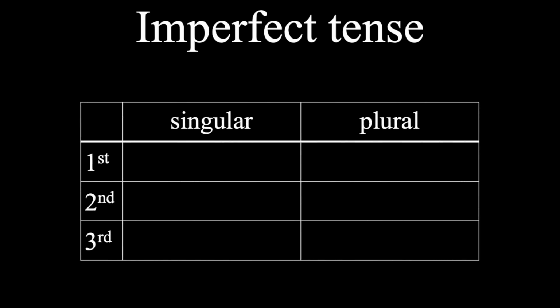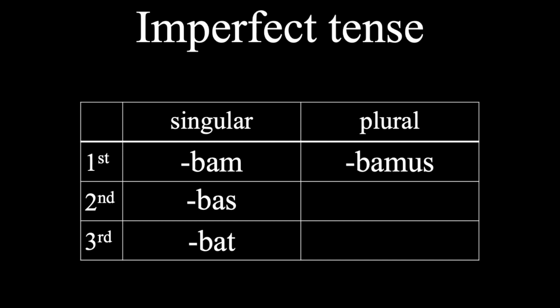So, just like we did with the present tense, to form these in Latin we're going to have a set of endings that we attach to a verb to indicate that it's in the imperfect tense. And those endings are bam, bas, bat, bamus, batis, and bant. So obviously the presence of the letters ba in the ending are going to be our indicator that we're dealing with imperfect tense.